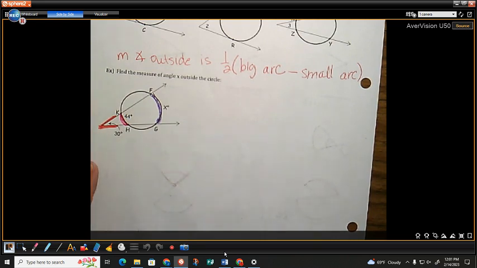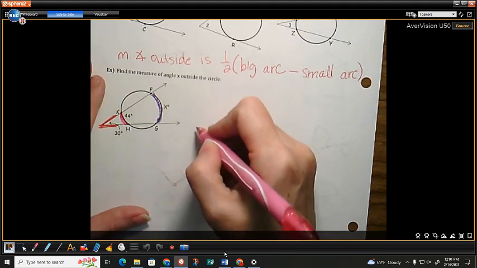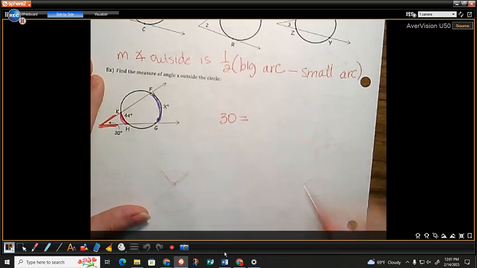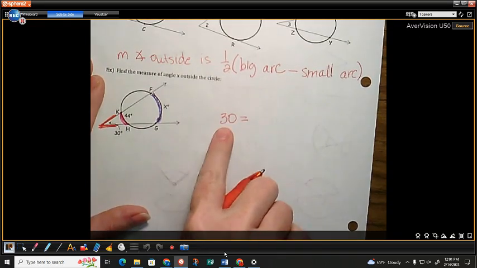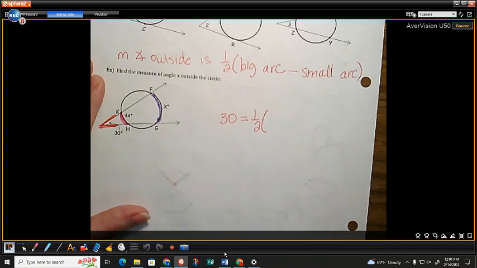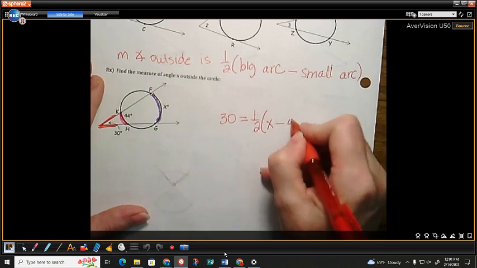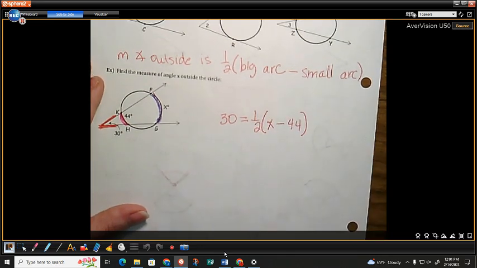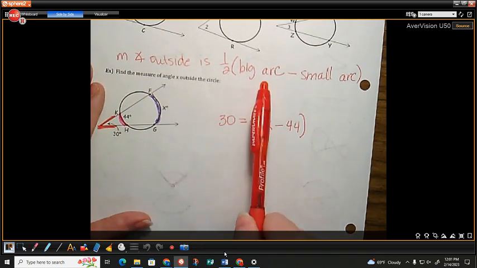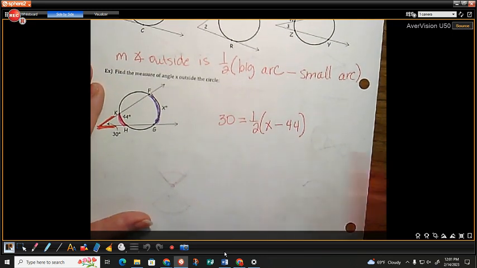Okay, yes, look, they gave us the angle, which is how big? 30. So the angle outside is 30, and it is 1/2 big arc, which is X, and they give us the small arc, so minus 44. You set it up, get your candy. See, if you know the formula, you just have to plug in your pieces. But now you have to solve it.